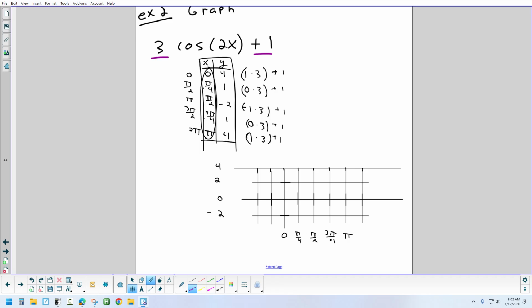All right, let's graph our points. So we've got 0, 4. Pi over 4, we are at 1. Pi over 2, we are at -2. 3 pi over 4, we're back at 1. And pi, back at 4. And remember, this is a wave, so it should have a curve to it. Just like that.